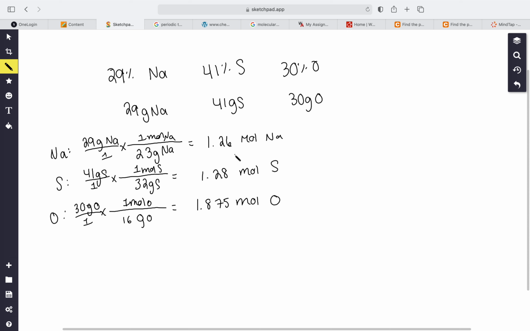So what I like to do first is I like to divide all of these numbers by the lowest number. So we're going to do 1.26 divided by 1.26.